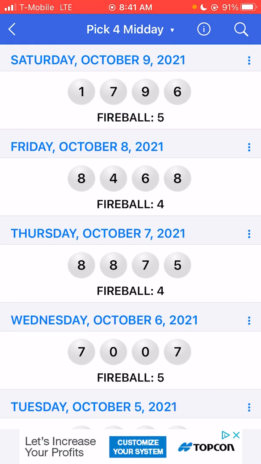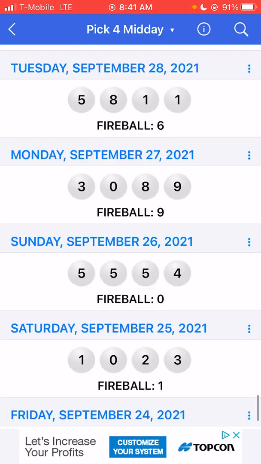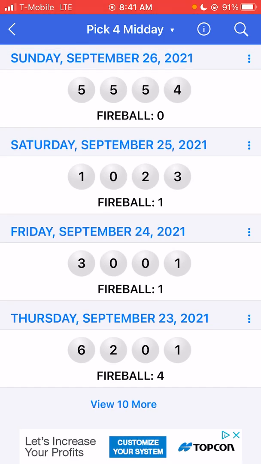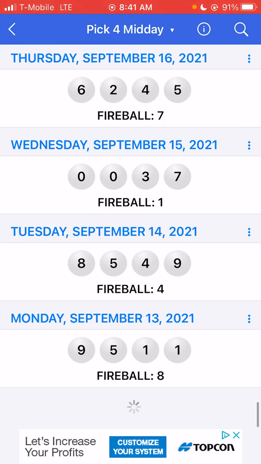The 6 would have hit, and that one would have won. So this pattern happens quite frequently. It doesn't always work, but it works a lot. Let's try a couple more times to show you guys.